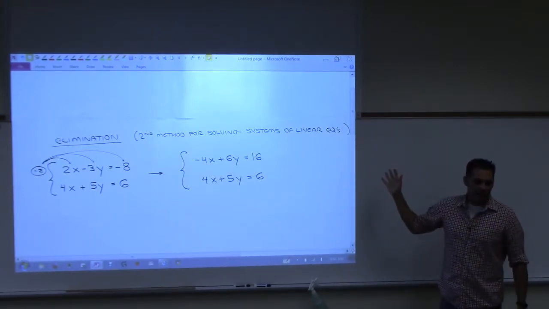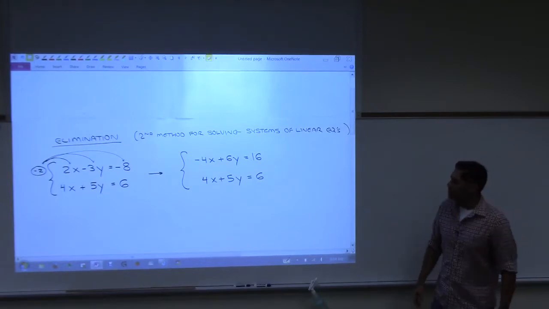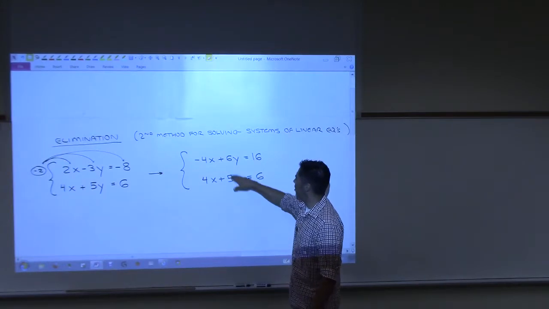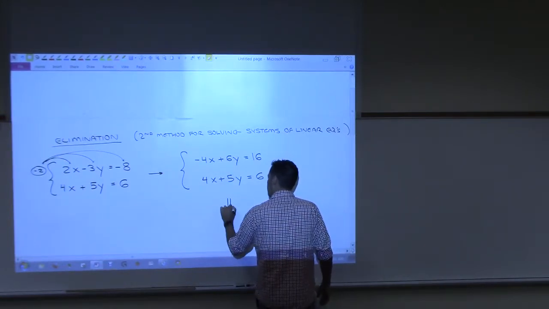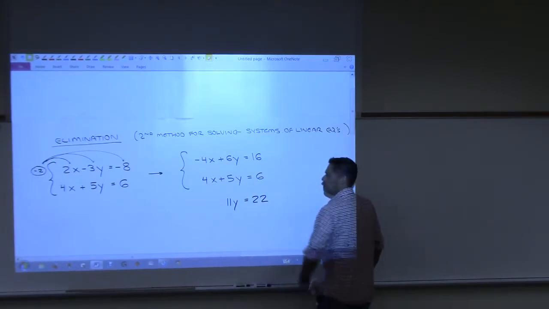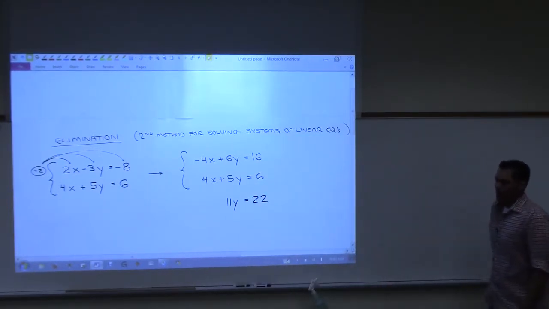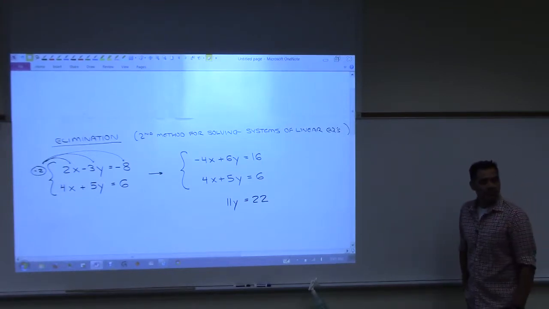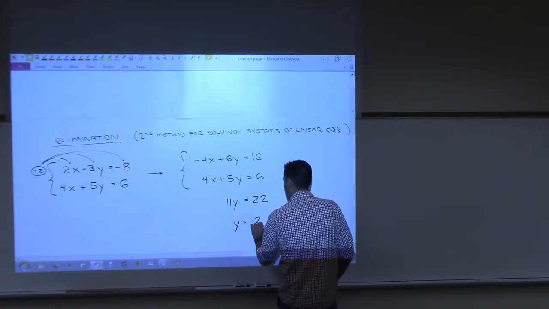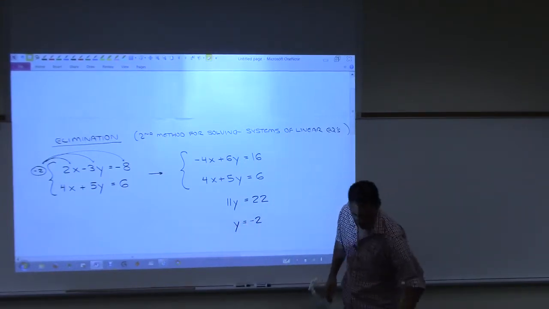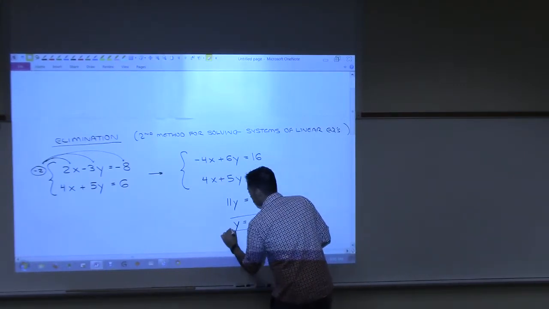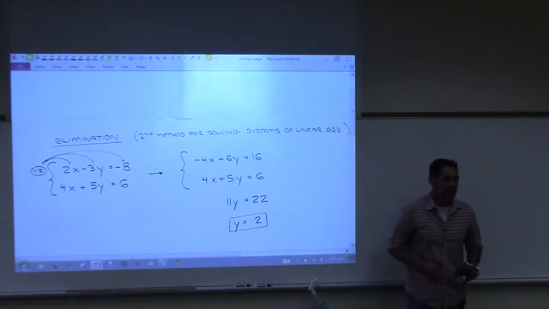Now when you add straight down, good things happen. So let's go ahead and add straight down. Go here and you get 0. What about here? 11. So we're going to get 11y equals 22. Solve for y. So divide both sides by 11, and you get y is equal to 2. I don't know why I put a negative there. No idea. Okay, so y is equal to 2. We know what y is. Now we have to go back and get x.